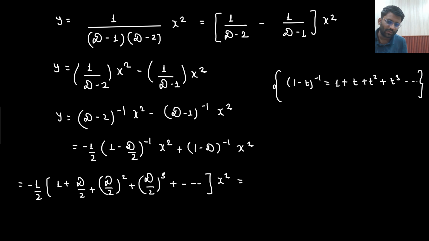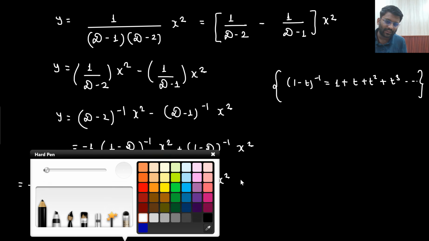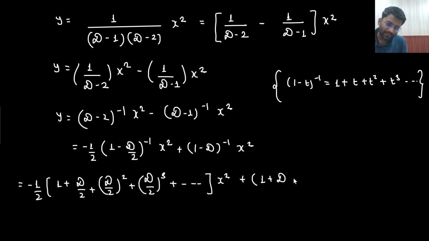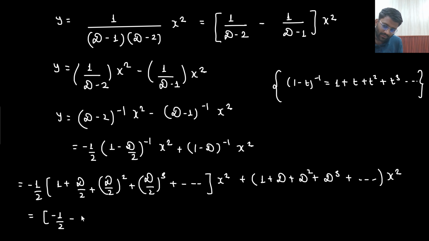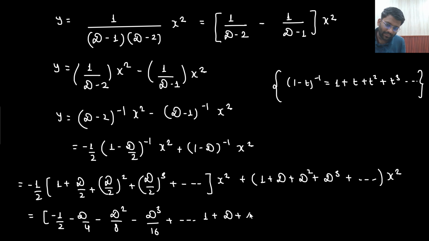Minus 1 goes inside. So what will you be getting? 1 plus d square plus d cube and so on, times x square. Now you can see that x square can come common, and this minus 1 by 2 can go inside. So this will be minus 1 by 2, this will be minus d by 4. This is already d square by 4, so this will become minus d square by 8. This will become d cube by 16 and so on. And then here I will be getting 1 plus d square plus d cube and so on.